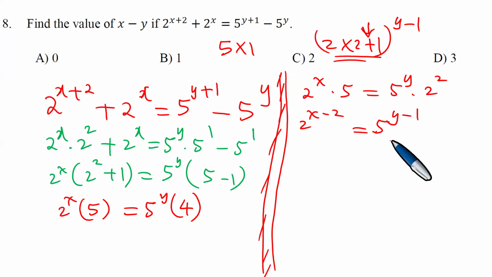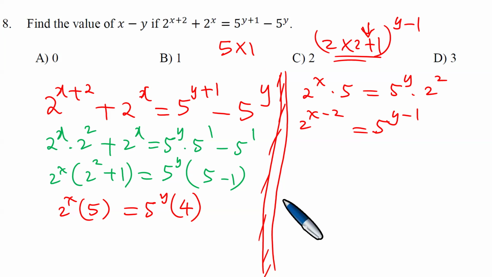The bases are different. Under what conditions would these be equal to each other? It's when these two happen to be equal to each other, and each one of these becomes what, for example? It's 2.